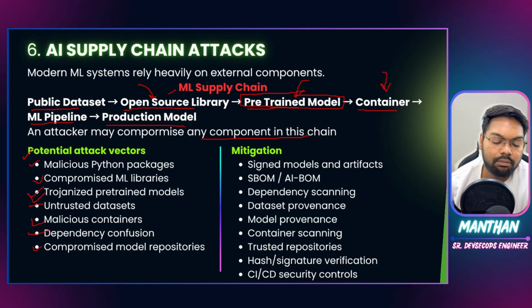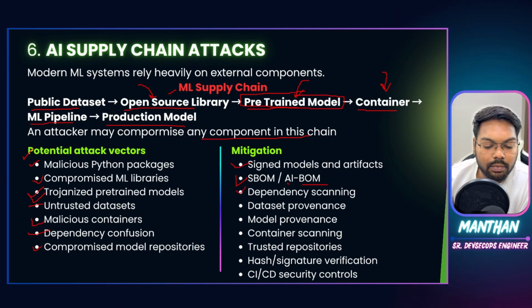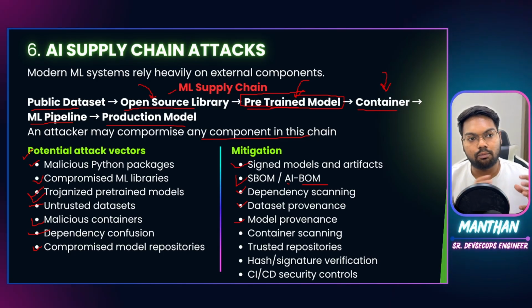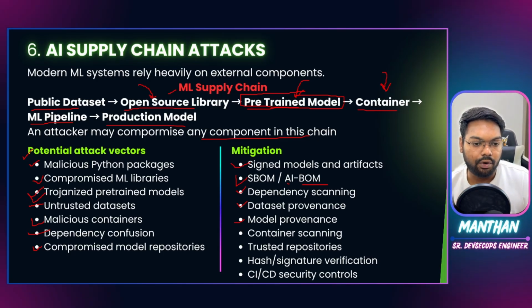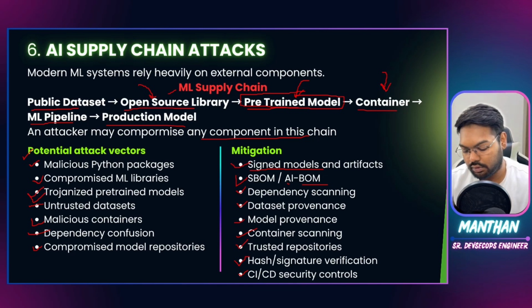Next, how we can mitigate these things is by using signed models and artifacts. Using SBOMs or AI BOMs, the bill of materials that we usually see. Then dependency scanning should be done, dataset provenance, as we discussed earlier. Model provenance should also be done. We should know how this model has evolved over a period of time. It should have the entire history of its origination. So model provenance. Then container scanning should be done. Trusted repositories should be used. Hashes and signature verification should be applied when we deal with signed models. And then CI/CD security controls. So these are the few things you can do for it.